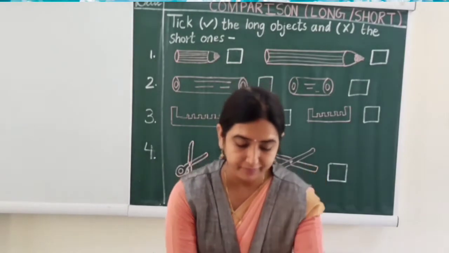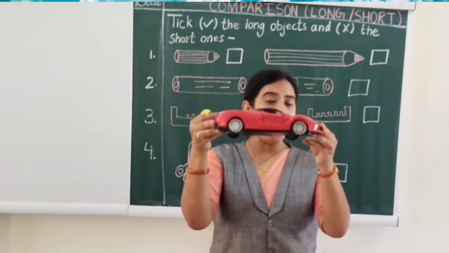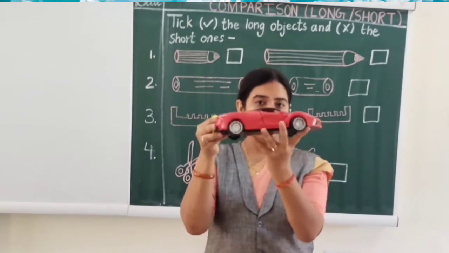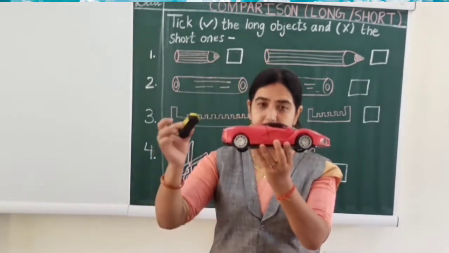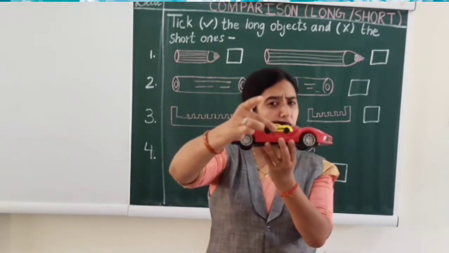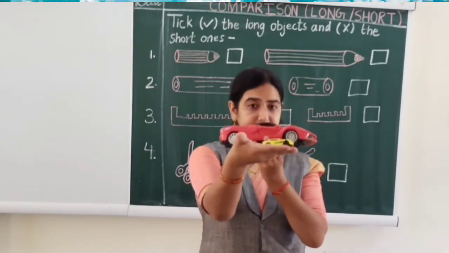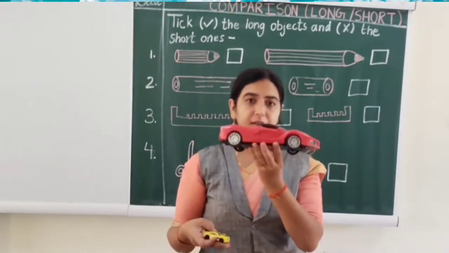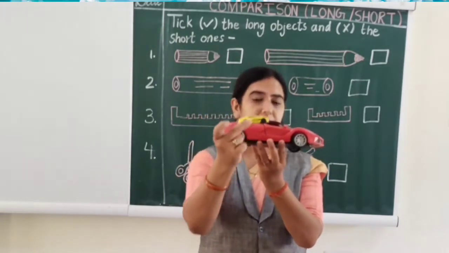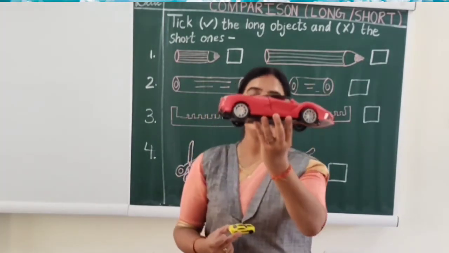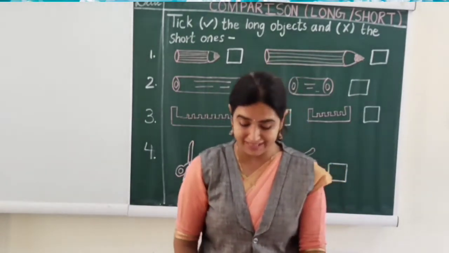Next. Yes, what is this? This is a long car. Can you see? This is a long car. And here comes the short car. This is a long car and this is a short car. A long car and a short car. Long and short.